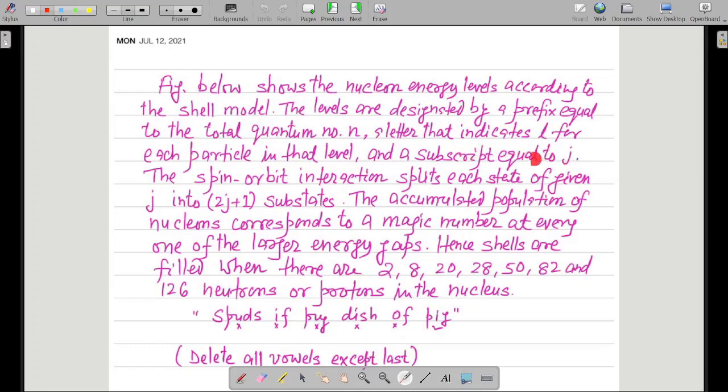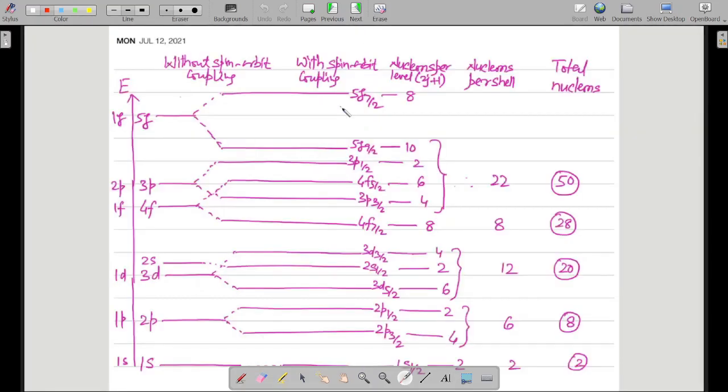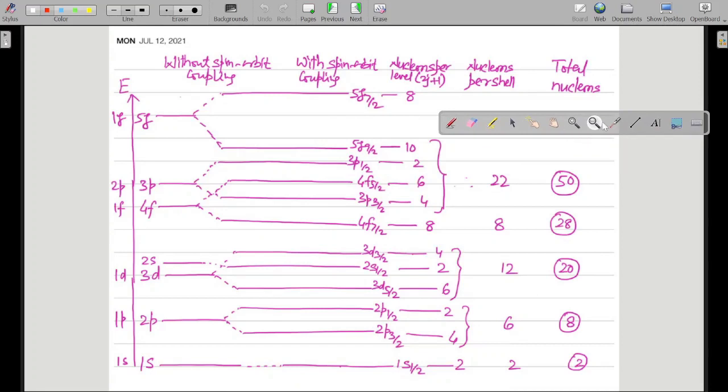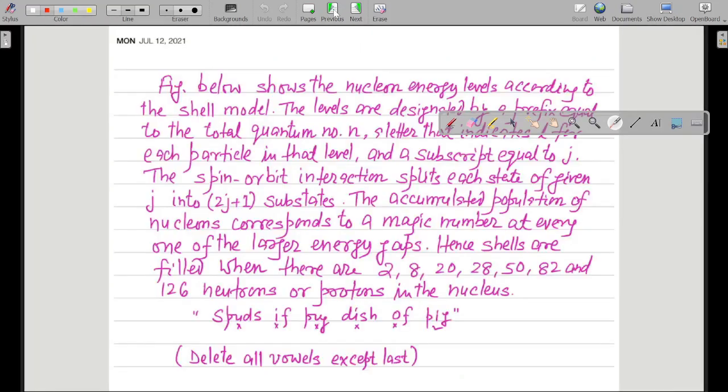The subscript equal to j means the subscripts that are written over here. Let me put this to the upward side. The subscripts you can see over here: 1/2 is the value of j, 3/2 is the value of j, 1/2, 5/2, 1/2, 3/2, 7/2, similarly 9/2, 7/2 is the value of j, like that.